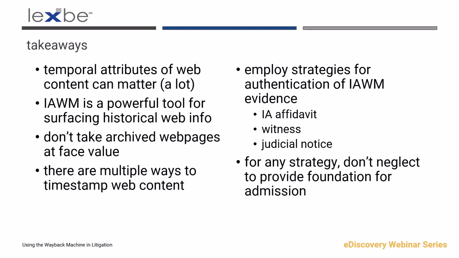Wayback Machine evidence can be authenticated and admitted with reasonable consistency by employing the Internet Archive Standard Affidavit or an expert witness, and to a lesser extent, judicial notice or a witness with personal knowledge of the historical web content. Whichever strategy you employ, don't neglect to provide some foundation for admission of the Wayback Machine evidence, to minimize the possibility of it being rejected over trivial objections or a presumption in favor of denying admission.